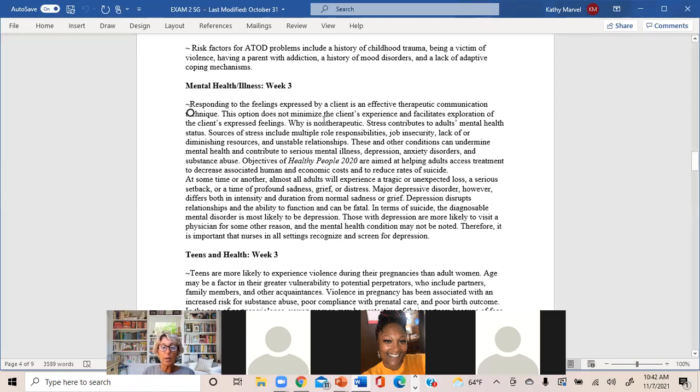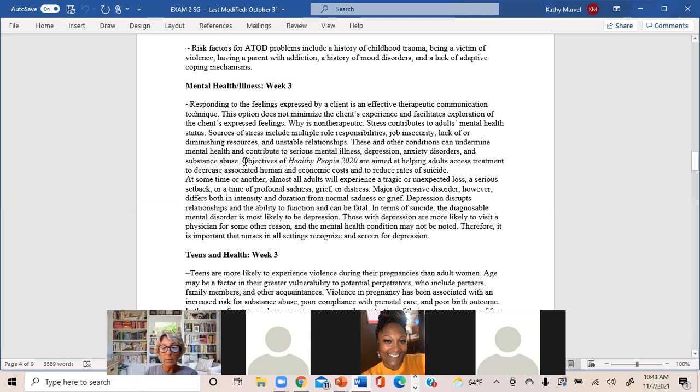Okay, the meaning of this paragraph is therapeutic communication. What is effective therapeutic communication? And what is non-therapeutic communication? This particular paragraph has a lot of excellent information in it about sources of stress, about Healthy People 2020 objectives, right? That are aimed at helping adults access treatment to decrease human and economic costs.